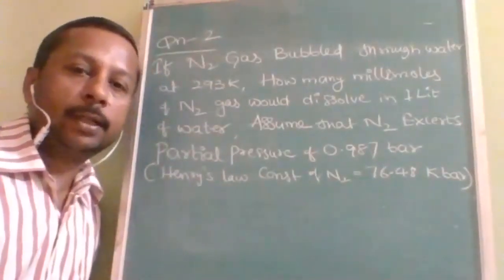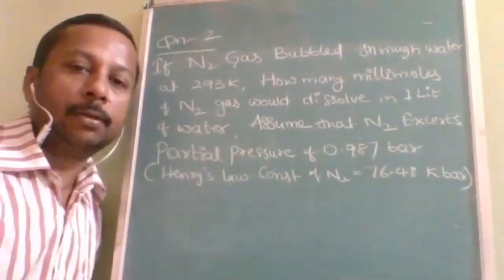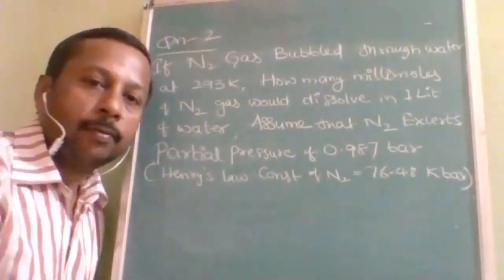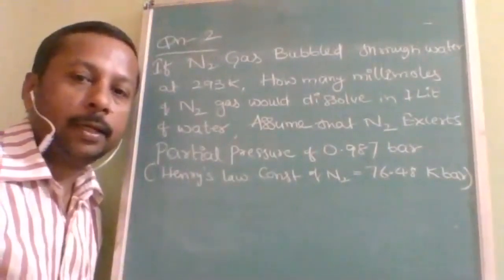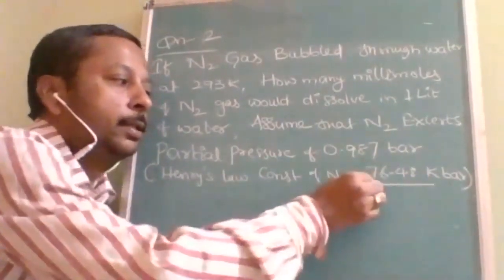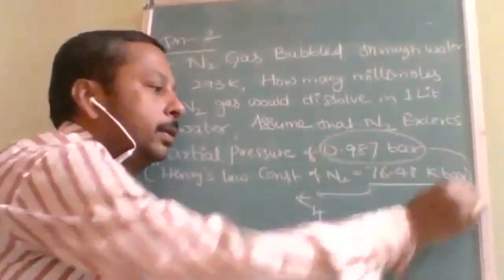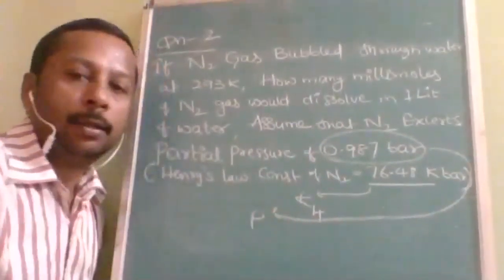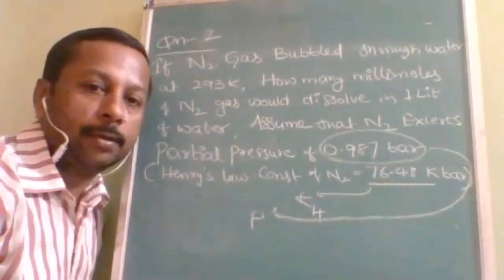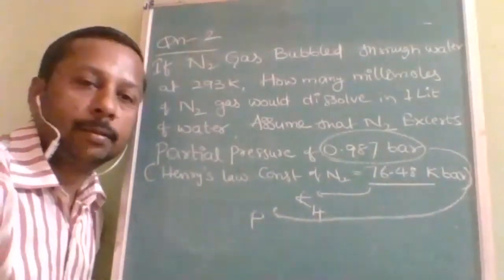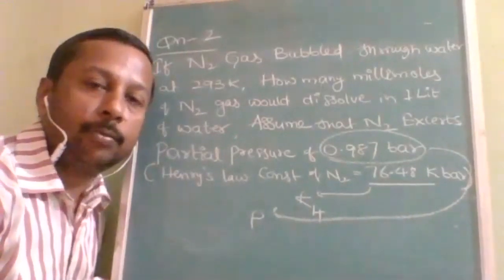Assume that N2 exerts a partial pressure of 0.987 bar and Henry's law constant is given. What are the things given and what do we have to find out? I will highlight it. In this, the constant KH is given, and P is given. Obviously, when you are given P and KH, you will find X. X is the mole fraction, but the answer we want is in moles.